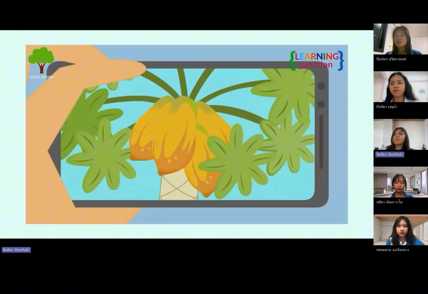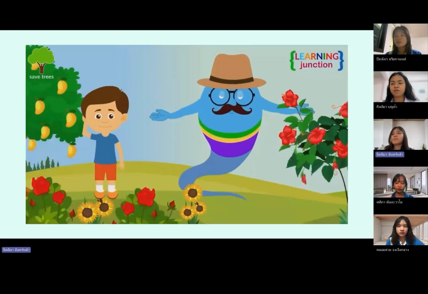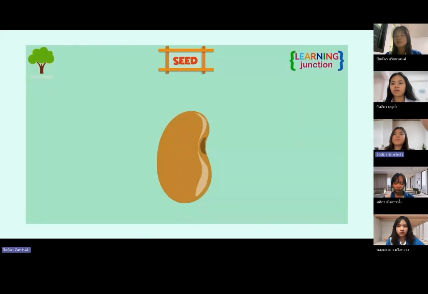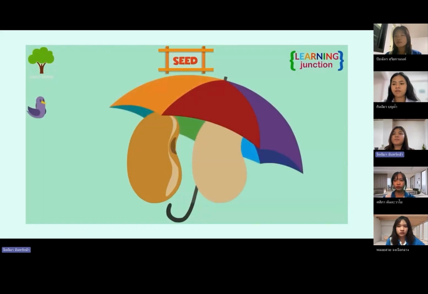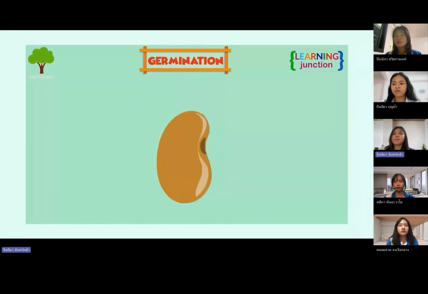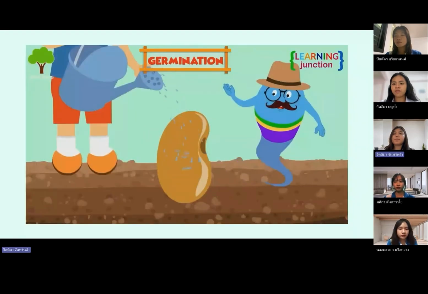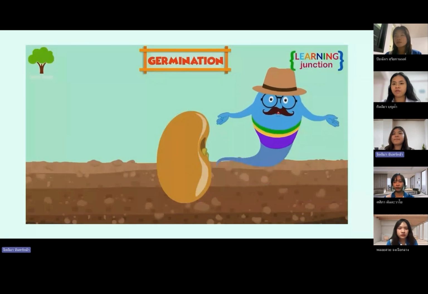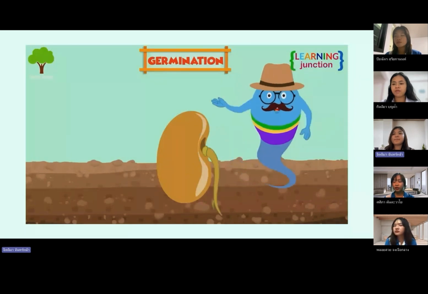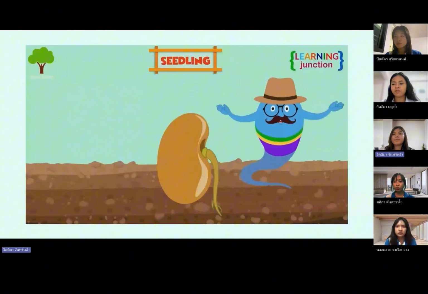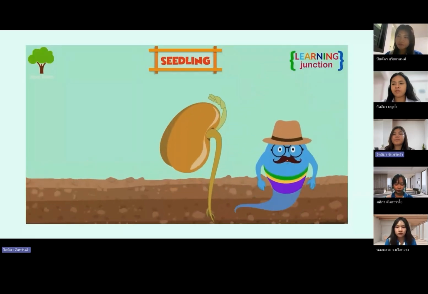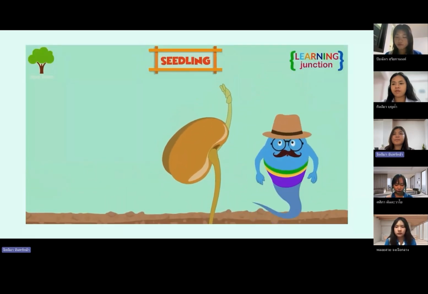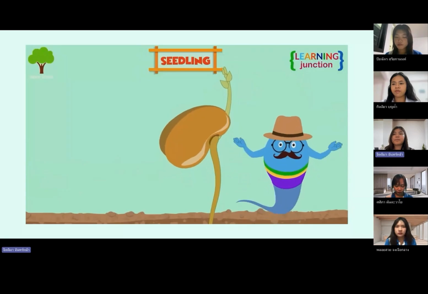Let's have a look at the stages of the life cycle of the flowering plants. Seeds. They start their lives as seeds. Seeds are covered with a hard outer shell that protects the embryo inside it. Germination. The seed needs air, water, and soil to grow. At first, tiny roots emerge, and then the stem grows. Seedling. A young plant emerges in this stage. You can easily see small leaves on the tiny plants.